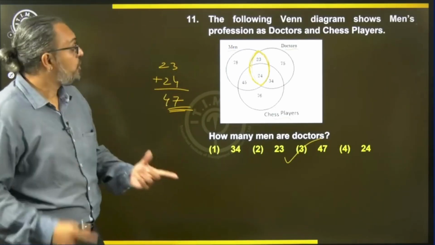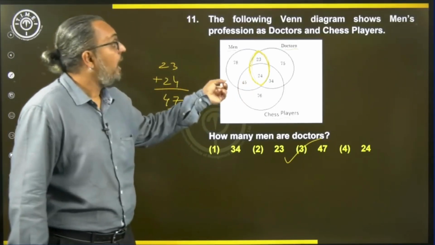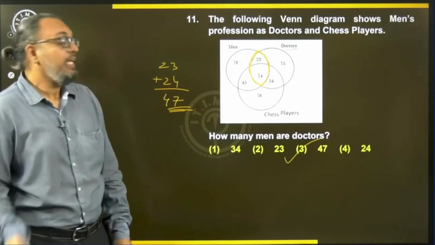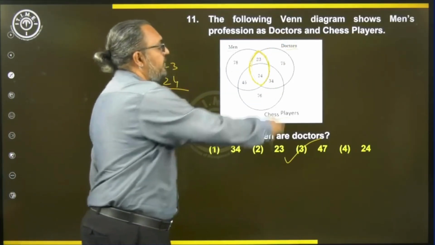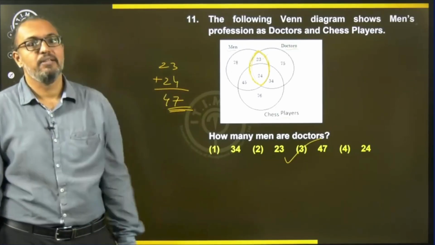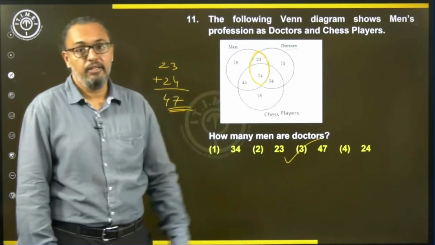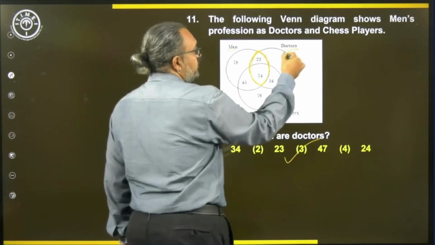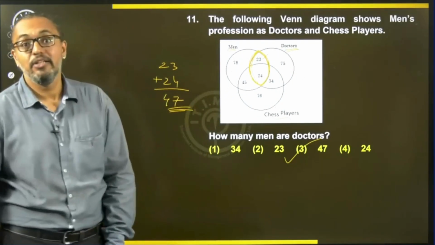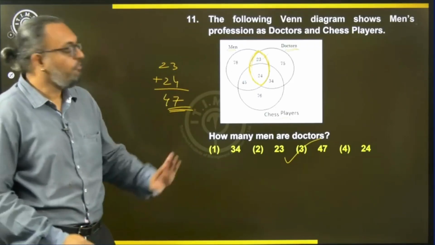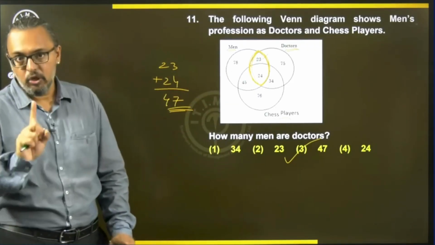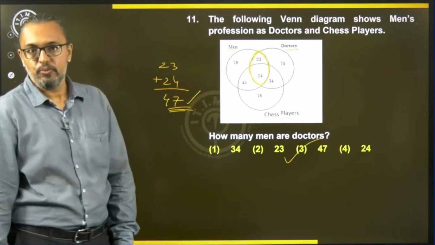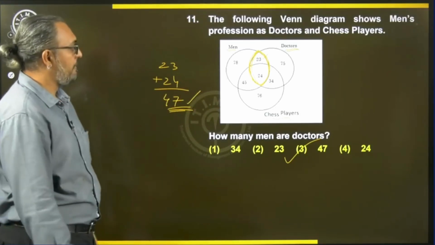So if the question was how many men are doctors but not chess players, then you will say 23 is my answer. But the third element is not given here. So I will have to concentrate only on these two, men and doctors. All the numbers coming inside these two circles you have to consider, even though they are coming inside the other one. Got it? So 47 is what we choose.